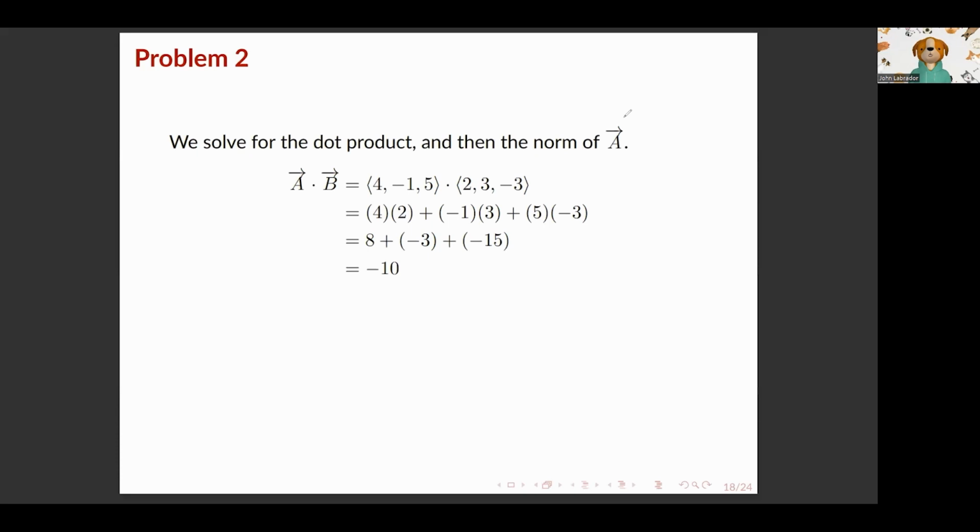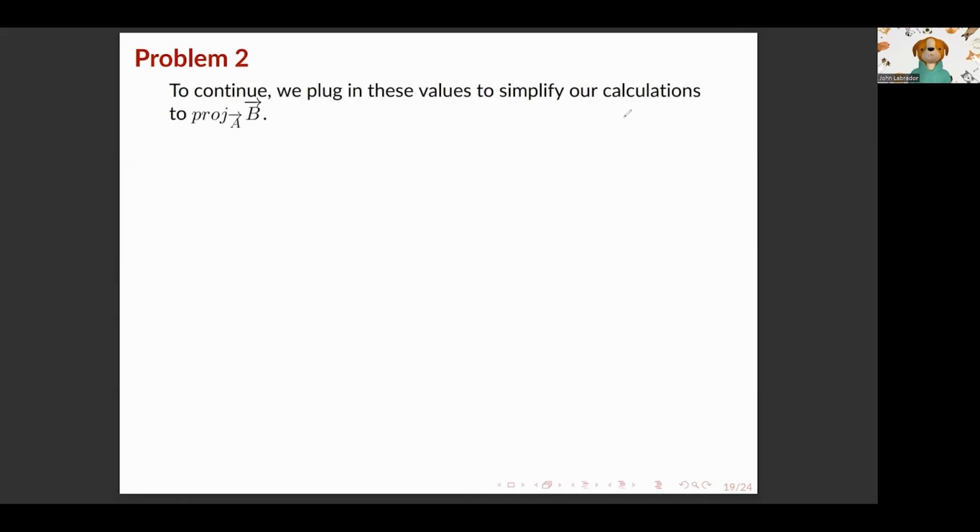We have 4, negative 1, 5 dot with the vector 2, 3, negative 3, so 4 times 2 is equal to 8. Negative 1 times 3 is equal to negative 3. 5 times negative 3 is equal to negative 15. We add them all together. We have 8 minus 3 is equal to 5, minus 15 is equal to negative 10. And then we find the norm of the vector A. This is just the square root of 4 squared plus negative 1 squared plus 5 squared. We evaluate it into the square root of 42. Now we have these values. We plug these back into the original formula of vector projection right here, like that.